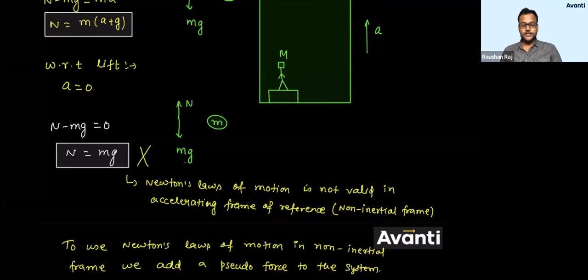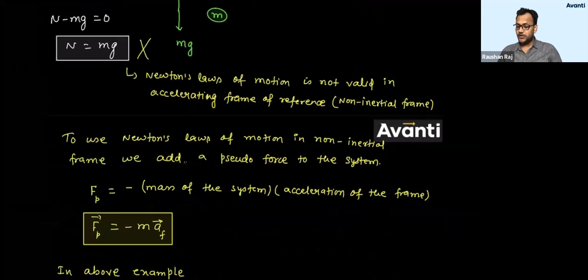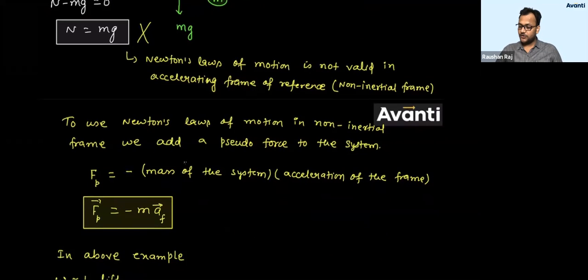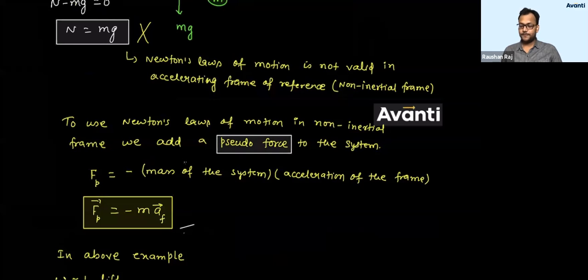ठीक है बच्चा लोग? So this is what we have to do if your reference frame is accelerating. If the reference frame is accelerating, and if you don't use a pseudo force, your answer will be wrong. तुम्हारा आंसर क्या हो जाएगा बच्चा लोग? Wrong हो जाएगा.